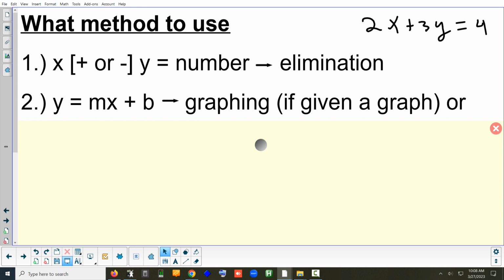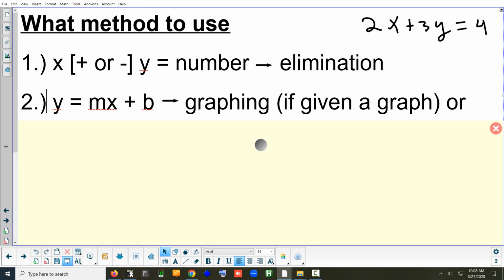Now, if it's y equals mx plus b, it could be either substitution or graph. How you're going to know which one it is is going to depend on what they give you in the problem. If they give you a piece of graph paper in the problem, then they want you to do it with graph. But remember, substitution is just getting a letter by itself. And that's exactly what this is. You have a letter by itself. Well, graphing is also getting a letter by itself. That's why you can do either method.